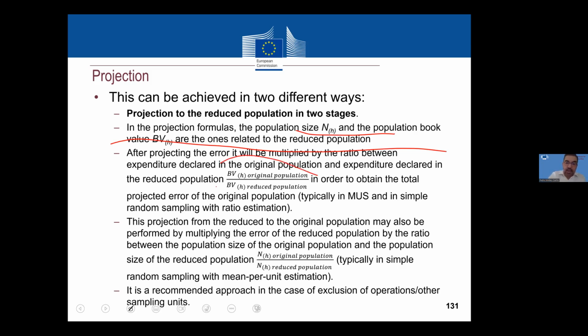This multiplication by the ratio of the book values is the standard rule to use if you are using MUS or if you are using simple random sampling with ratio estimation. Nevertheless, in case you are using simple random sampling with mean per unit estimation, the way to convert the projected error from the reduced population to the original population is no longer by multiplying it by the ratio of the book values, but rather by the ratio of the population sizes. So how many operations do I have in the enlarged, original population, and in the denominator, how many operations do I have in the reduced population?